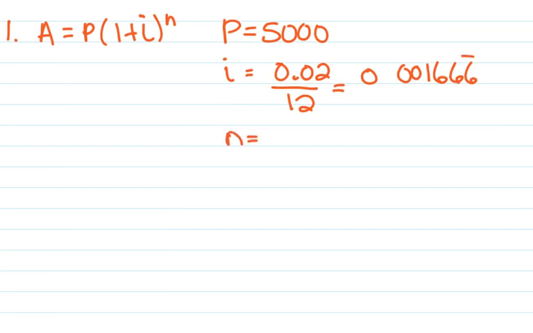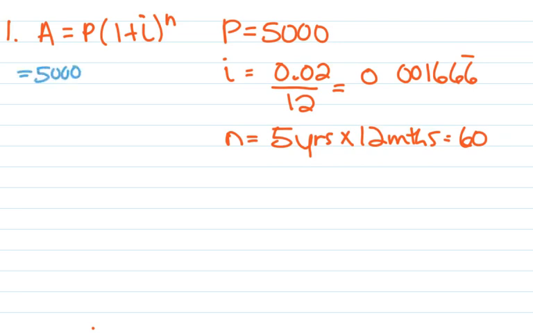Now, our number of compounding periods, n: we are compounding this interest for 5 years, but we're compounding it every month. So 5 years times 12 months equals 60 compounding periods. Okay, so now that I have those three numbers, I'm going to plug them into my formula. So A equals 5,000 times 1 plus 0.0016 to the power of 60.